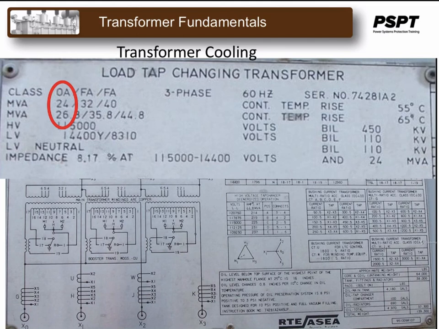There appears to be 2 stages of fans for this transformer. So the first stage of fans being turned on would allow a 32 MVA rating not to exceed 55 degrees C and a 35 MVA rating not to exceed 65 degrees C. If the last bank of fans is turned on, this will allow a rating of 40 MVA at 55 degrees C and a 44.8 MVA at 65 degrees C.